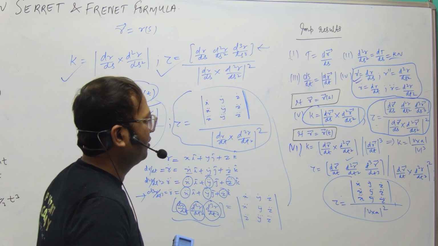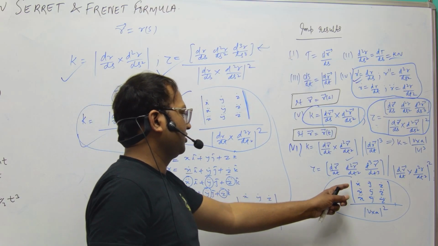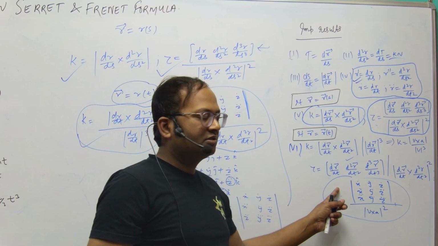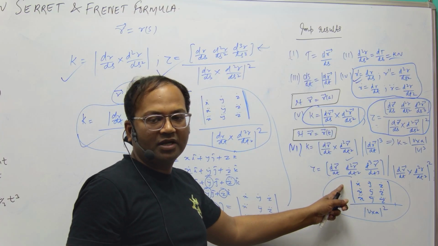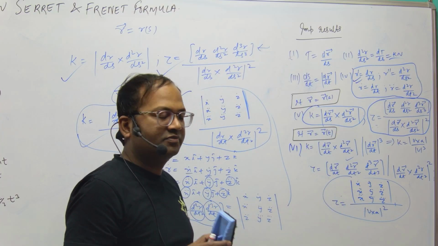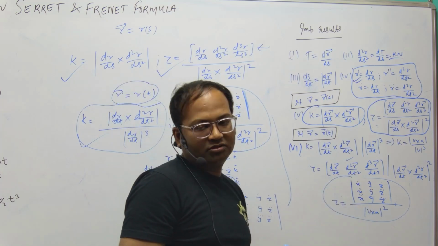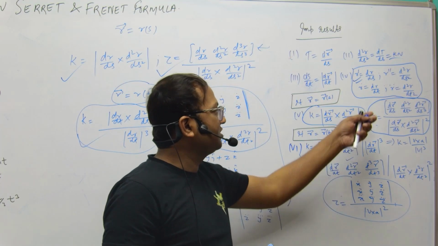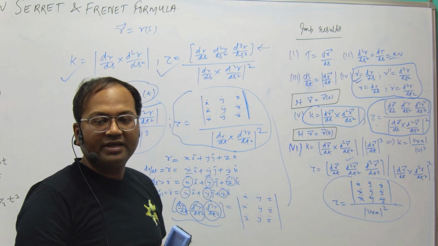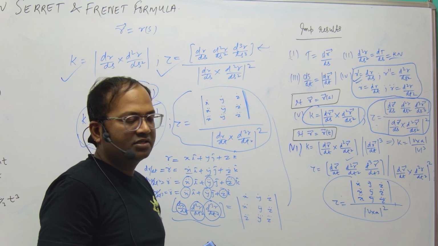There is a correction actually. In the last lecture, I wrote prime here. This is not prime, because we are taking the differentiation with respect to time, so it will be dot. Prime is used in the case of differentiation with respect to s. Now let us start discussing the problems.